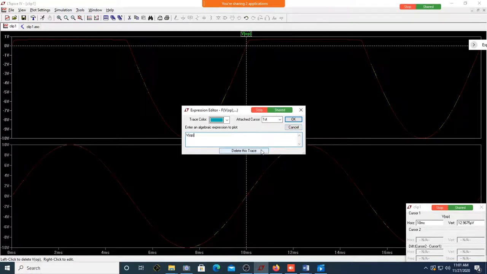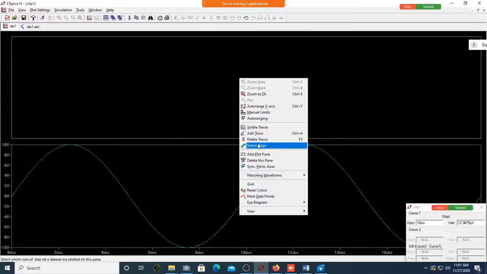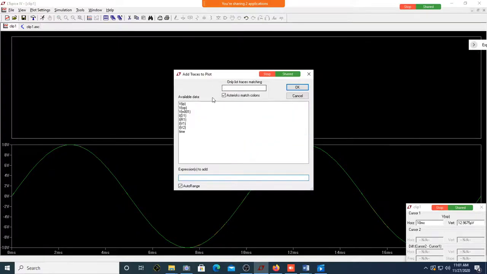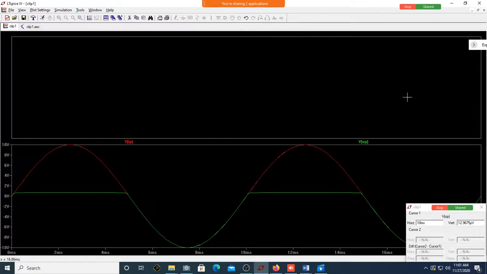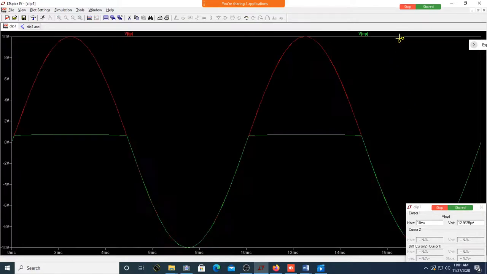Okay, I will delete this trace. Add traces, the output. Okay, let me just put this also here. So no, it is not accepting. Okay, then fine. It's better if it is overlapping.